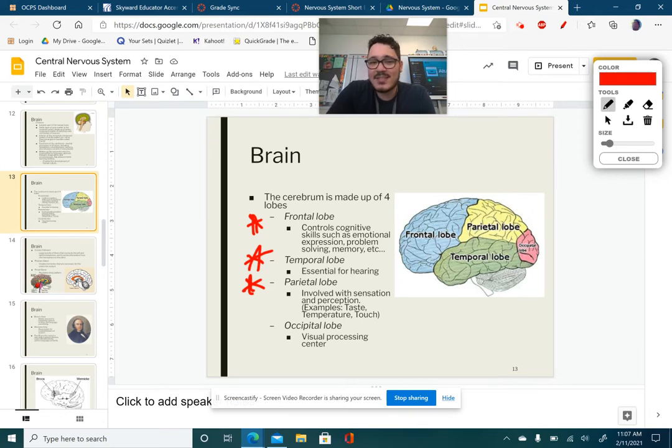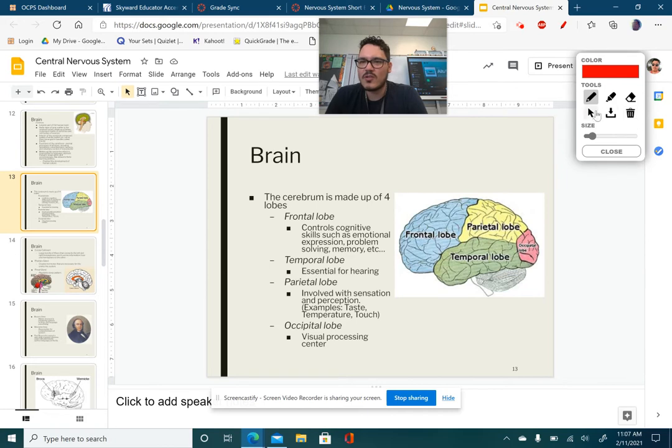And then the smallest part of the cerebral cortex is the occipital lobe. Despite how small it is, it's a very important area because it's the visual processing center. This is the part of the brain that, when you see things, allows your brain to actually perceive what you are looking at, what you are actually observing. So very, very important regardless, as far as these structures are concerned.